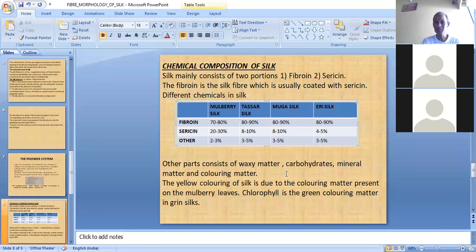The yellow coloring of silk is due to the coloring matter present in the mulberry leaves. Chlorophyll is the green coloring matter in green silk. Sometimes we find green silks also. If chlorophyll is found in that one, then it will give green color to the silk materials or silk filament.